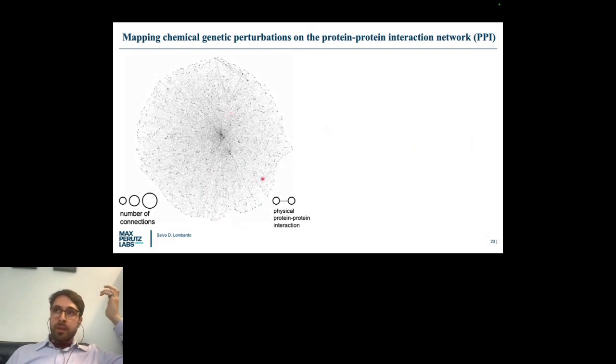This is a network where each node is a protein, and an edge is built when these nodes are in physical contact with each other. So if two proteins interact physically, then they will share an edge. And when we map the proteins that are perturbed by those chemical exposures in the protein-protein interaction network, we observe that we can classify exposures in three different categories.